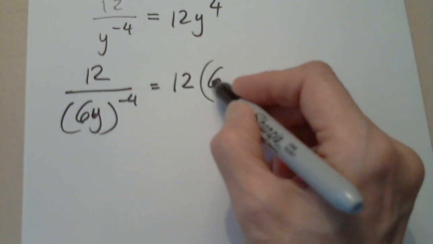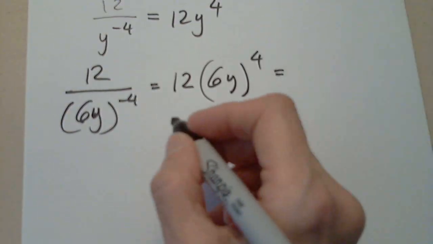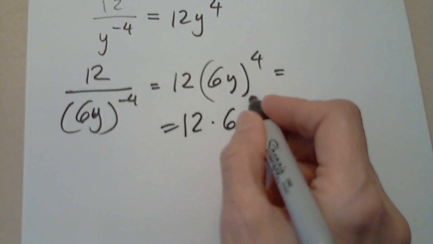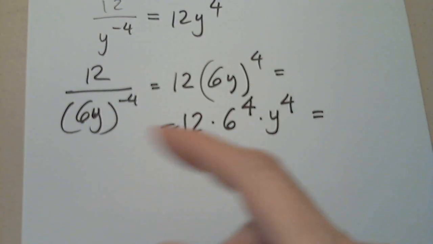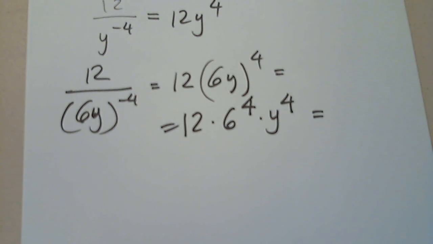Oh, 6y to the fourth power? That's it. So then I have 12 times 6 to the fourth times y to the fourth. So I want to multiply here. Here's what I do. Go to the graphing calculator. Here it is.